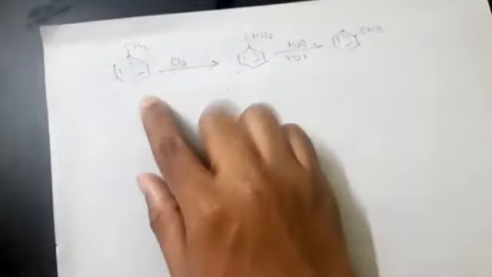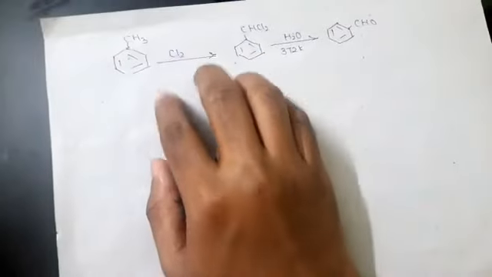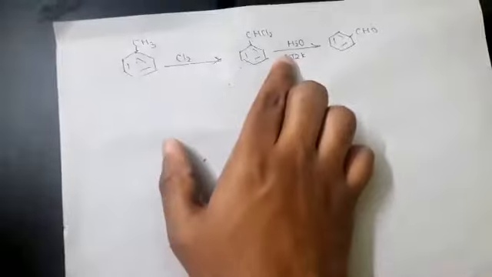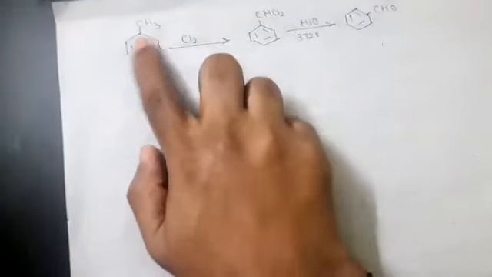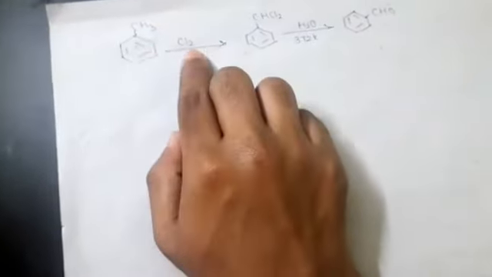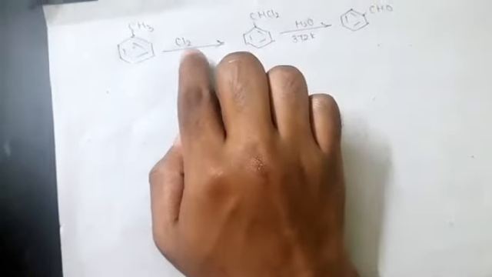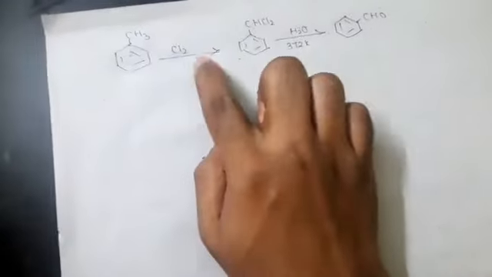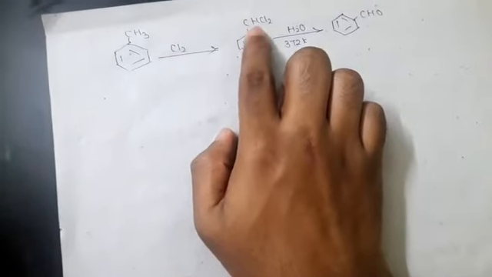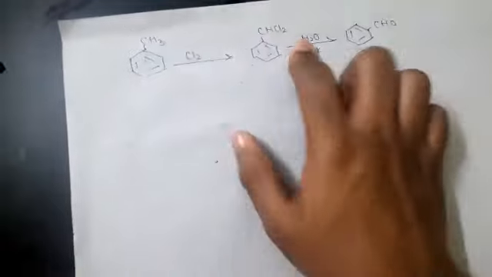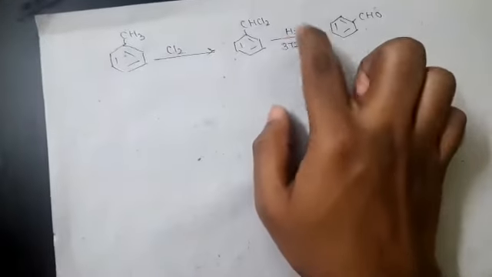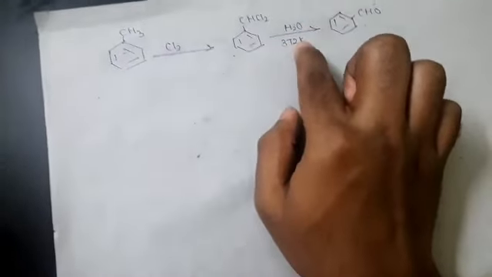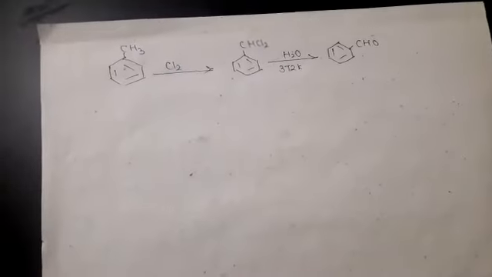Third one, this reaction is very important, that is side chain chlorination followed by hydrolysis. The methyl benzene, that is toluene, is chlorinated by chlorinating agents such as chlorine, and it reacts with the chlorine to give benzal chloride, C6H5CHCl2. Next, followed by hydrolysis at 373 Kelvin, it gives aromatic aldehydes. Hope you understand this section. Thank you.